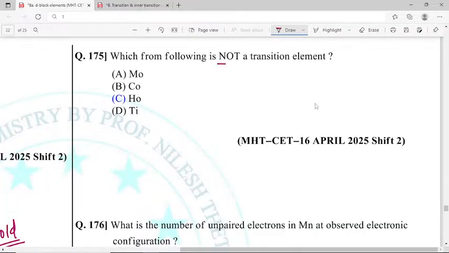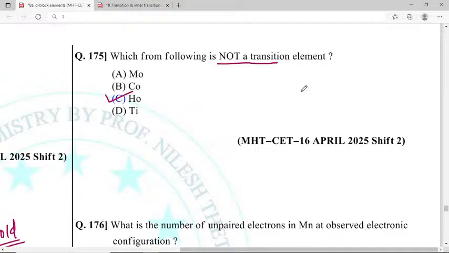Which from following is not a transition element? Polonium is not a transition element. It is an inner transition element, an f block element. F block, inner transition element.